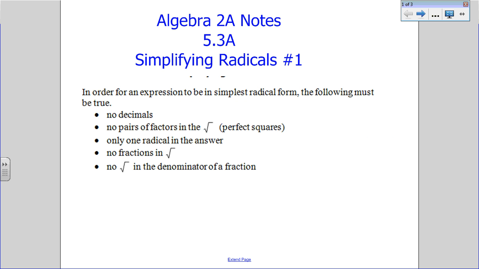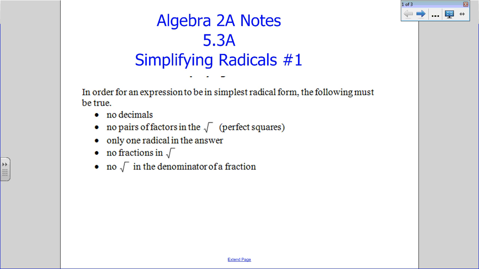All right, ladies and gentlemen, let's take a look at lesson 5.3A. We're going to take a look at this first round of simplifying radicals. And actually, a lot of what we're going to see here in this beginning part is going to be more of a review than what we actually see in the book.